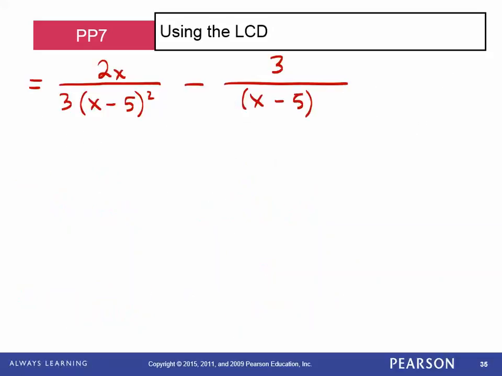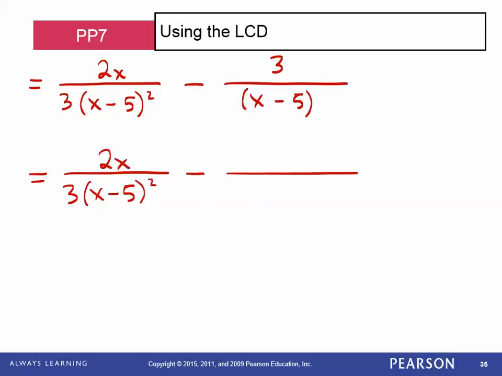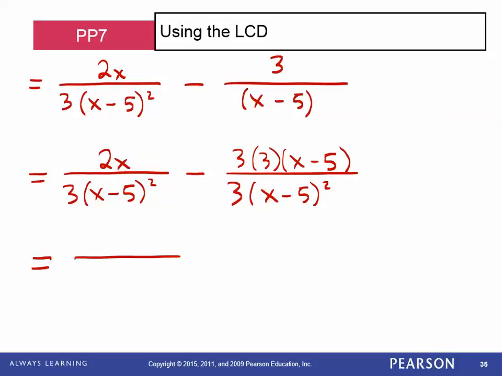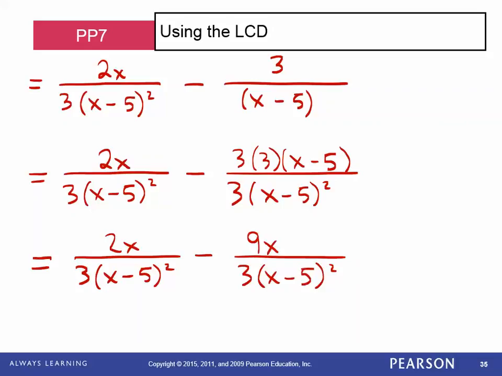All right, let me rewrite the problem here on the next slide because I ran out of space. From here on out, the common denominator should be 3 times (x minus 5) squared. So the first fraction does not change at all. On the second fraction, I do have a multiplier of 3 to give us a 9. And then I also need another x minus 5. So simplifying the numerator of our second fraction before we start subtracting gives us 9x minus 45.